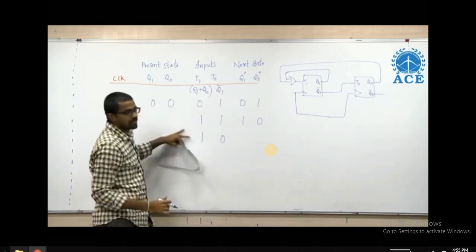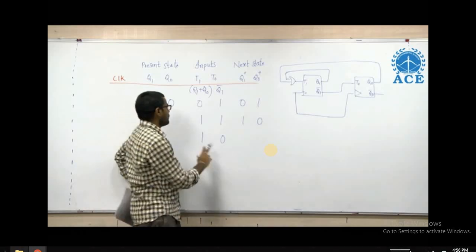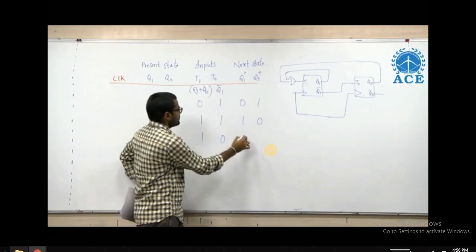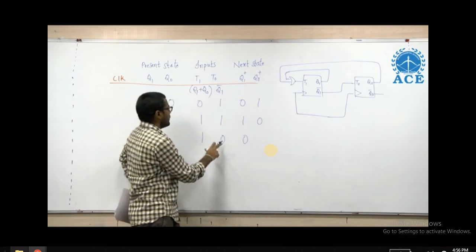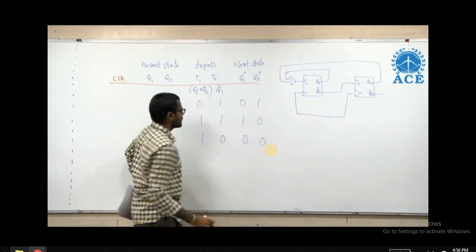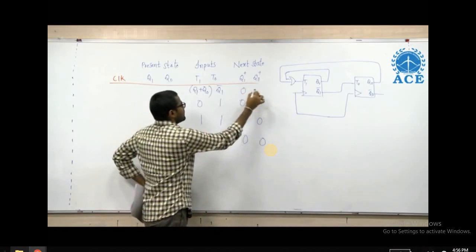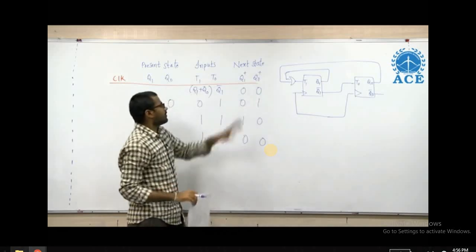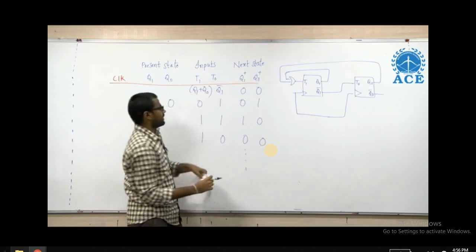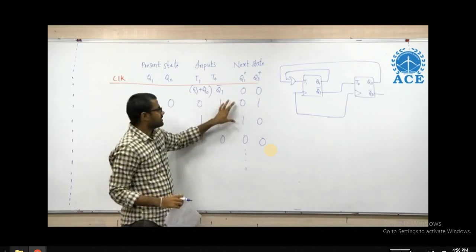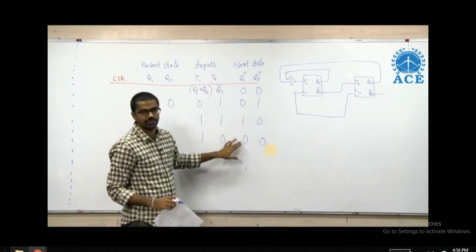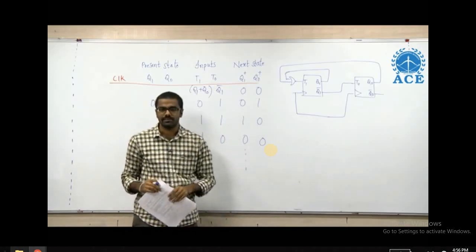Now again if we apply the clock pulse, the input for T1 is 1, so the next state will be the complement of the previous state, and the input for T0 is 0, so it will be 0. So initially the values of Q1 and Q0 were 0, so the pattern will repeat again and again. So the modulus of this counter is 3. The states are 01, 10 and 00. So the modulus of this counter is 3.